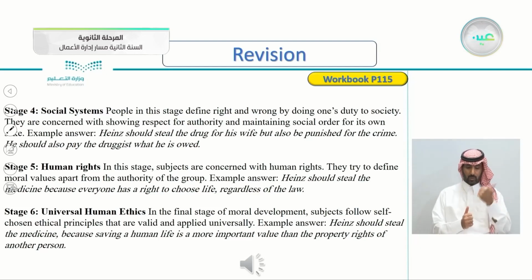Stage 6, universal human ethics. In the final stage of moral development, subjects follow self-chosen ethical principles that are valid and applied universally. Example answer: Heinz should steal the medicine, because saving a human life is a more important value than the property rights of another person.